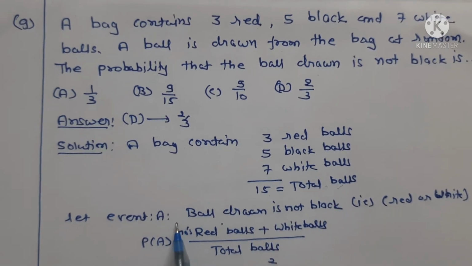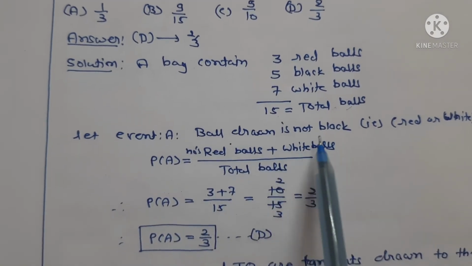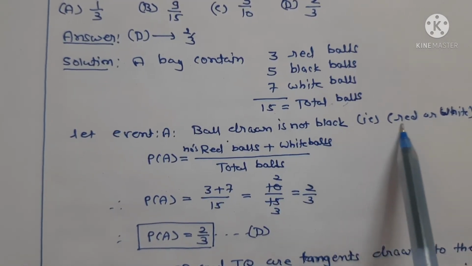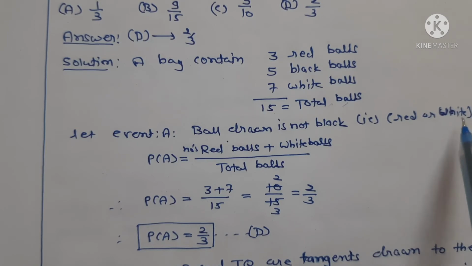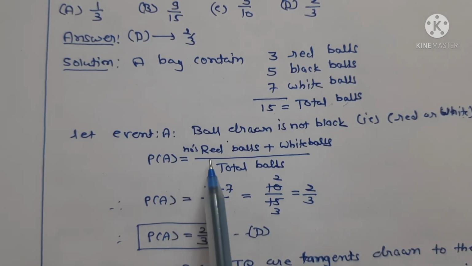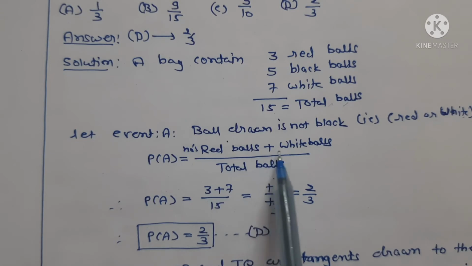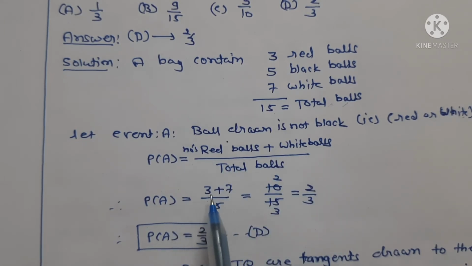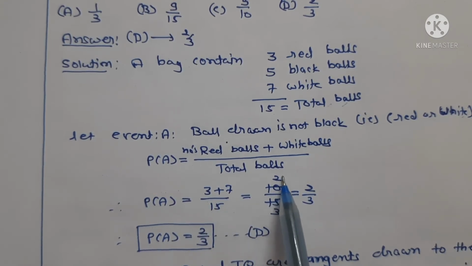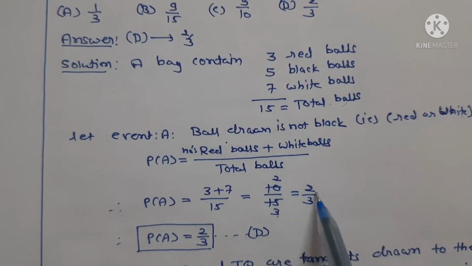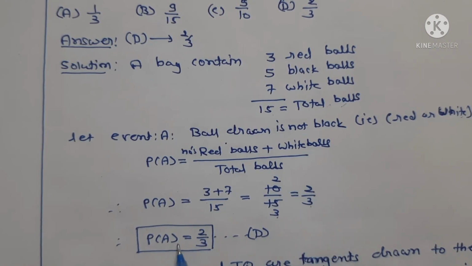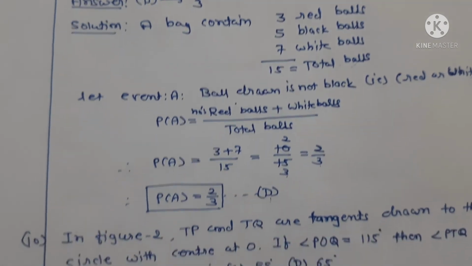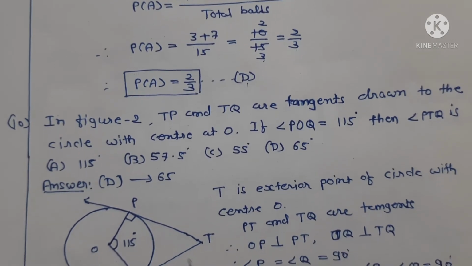Now let the event A be that the ball drawn is not black, that is red and white ball. So P of A equal to number of red balls plus number of white balls upon total balls. P of A equal to 3 plus 7 upon 15, 10 upon 15, 5 2s are 10, 5 3s are 15, 2/3. Therefore P of A equal to 2/3. So answer is D. Now we start the question number 10.